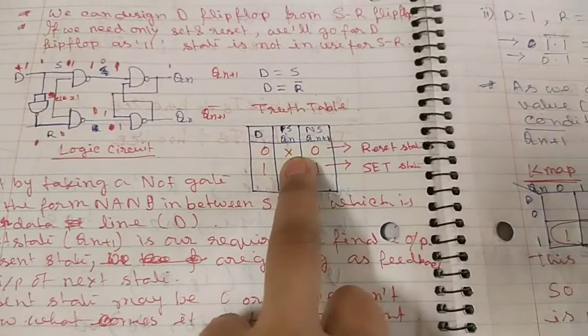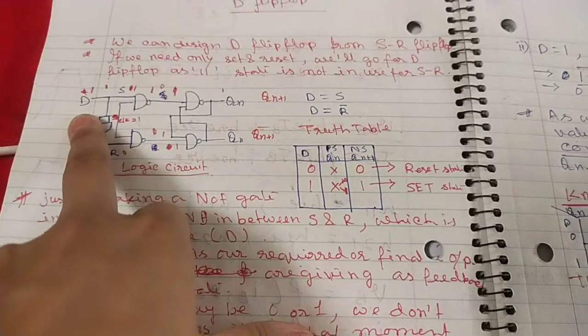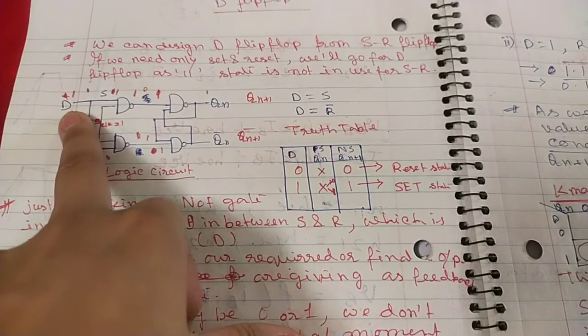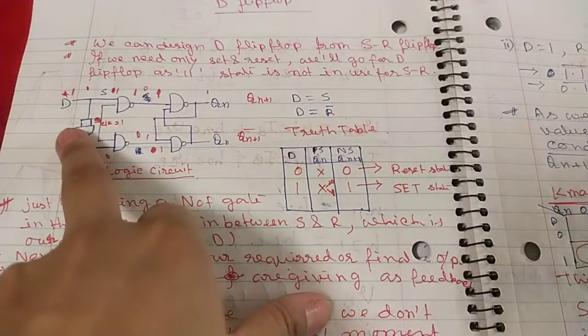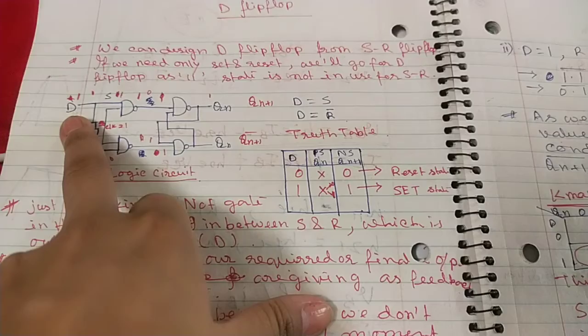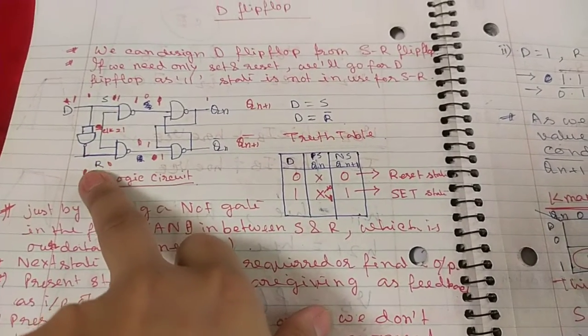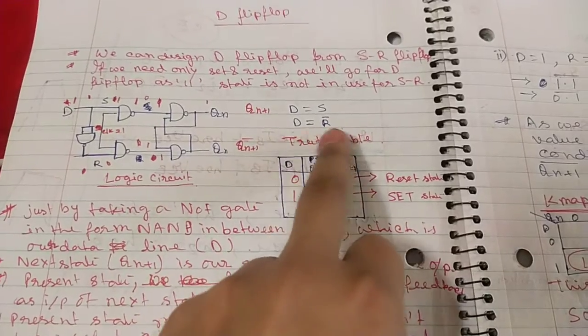And this is the truth table. So there are two options, 0 and 1. The value of D may be either 0 or 1. So the value of D is equal to the value of S, but the value of D is equal to the complement of the value of R. Okay, so D equal to S and D equal to R bar.